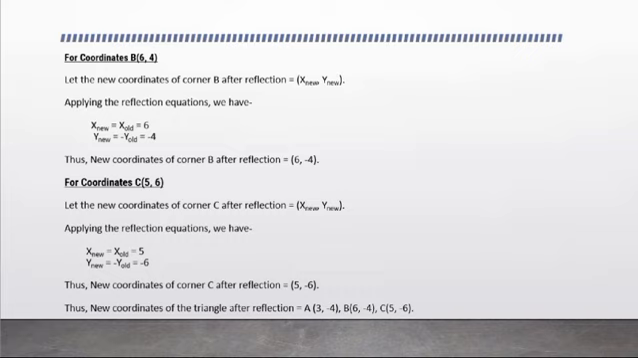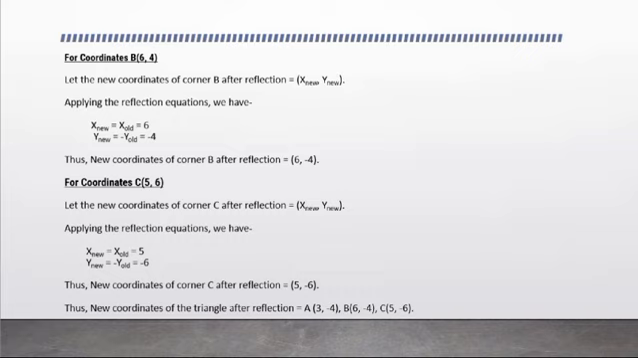For coordinate C of (5, 6), let the new coordinate of the corner C after reflection equal to (x new, y new). Applying the reflection equation, we have x new equal to x old equal to 5, y new equal to minus y old equal to minus 6. Thus, new coordinates of the corner C after reflection equal to (5, -6).